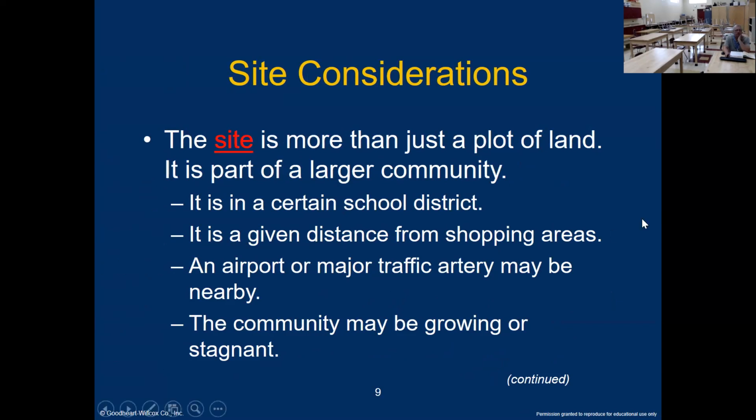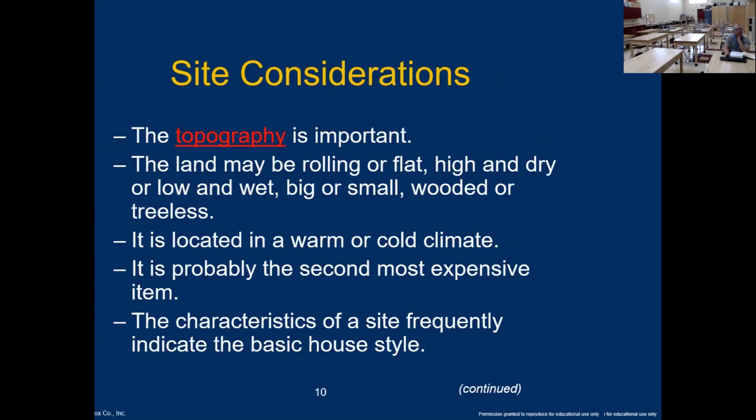If you remember from yesterday's lecture, I talked about when you buy a house, there's 3 rules to buying a house. 1 is location, 2 is location, and 3 is location. So that site is not just out there somewhere, it's in a particular area, certain school district, certain distance away from shopping, airports, major highways, interstates, things like that.